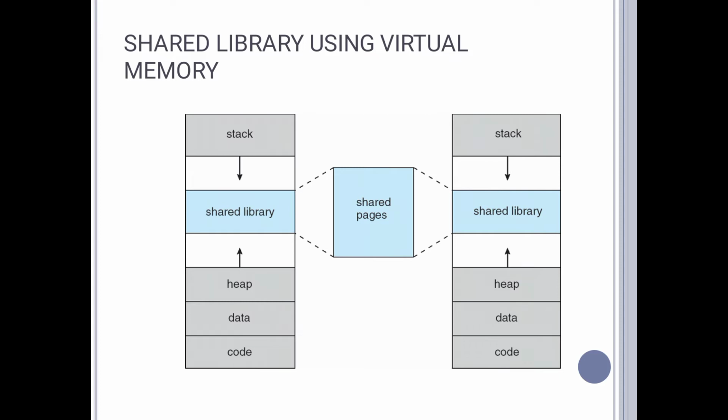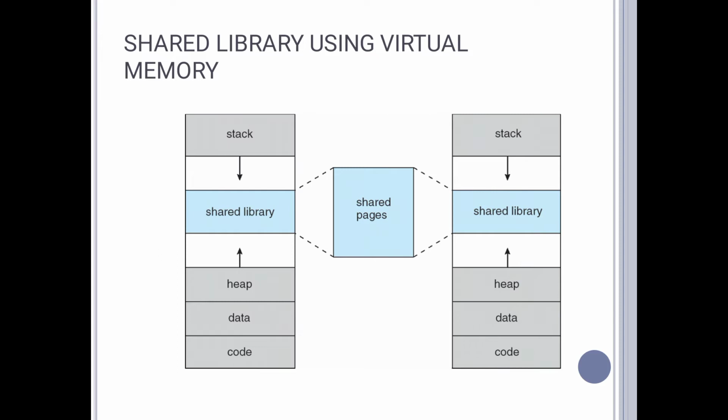Typically, the library is mapped read only into the space of each process that is linked with it. Similarly, virtual memory enables processes to share memory. Recall, the user can share memory. Virtual memory allows one process to create a region of memory that it can share with other processes. The processes sharing the region consider it part of their virtual address space, while the actual physical pages of memory are shared.